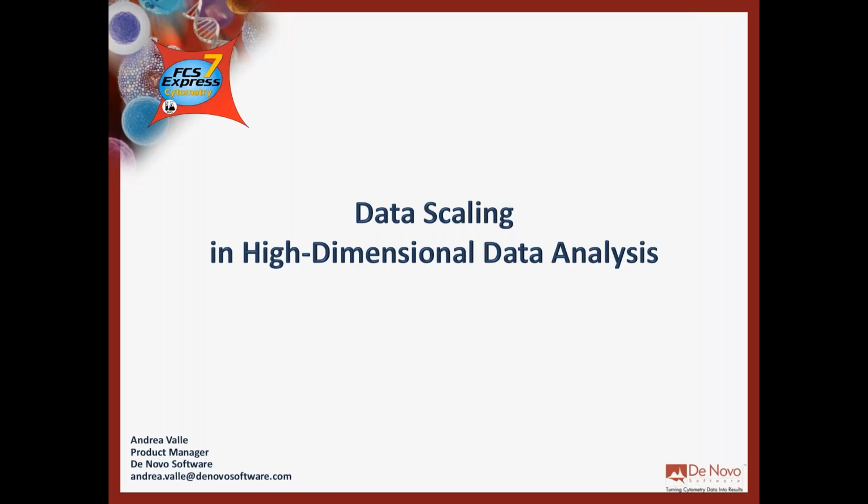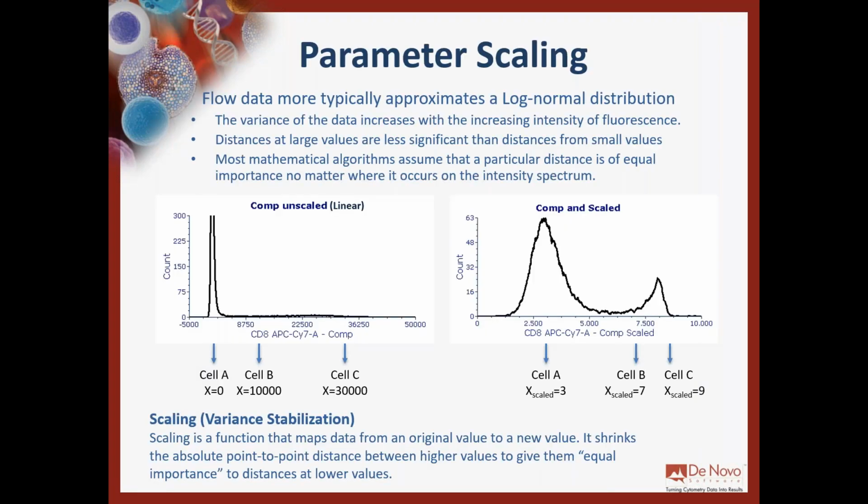which is probably the most important and most underestimated step in high dimensional data analysis. So flow data, because of the techniques, approximate a log normal distribution. Don't be afraid of this. It means that if you apply a log-like transformation to your data, log, the exponential or whatever, your data will look better, will look more normally, almost normally distributed.